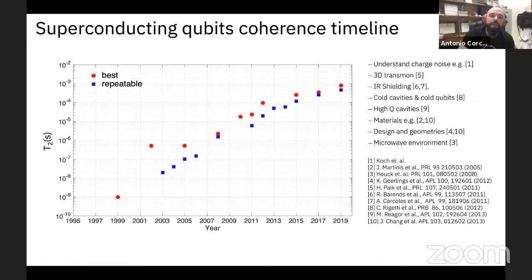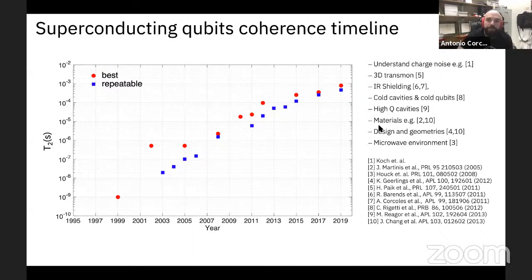And just to give you an idea of how we have evolved during the past decades, these are the coherence times in superconducting qubits from the turn of the century until almost today. So we see that we have improved our coherence time by 3 orders of magnitude per decade, roughly, which is quite impressive. And the trend is still upwards. So we still think we can keep improving our systems in this respect.